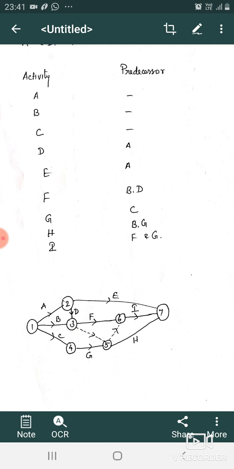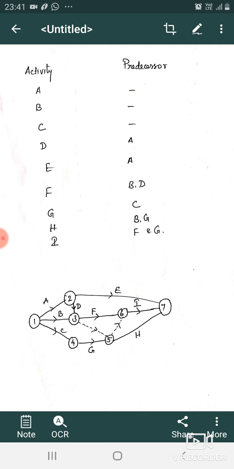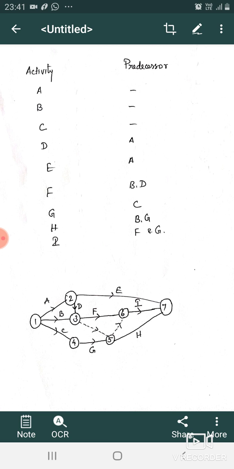Next C. C is the predecessor of G. So we are drawing the activity G from the fourth node. Okay, 4 to 5 is the activity G. Next, B and G are the predecessors of H, but here there is no arrow or no activity between B and G.